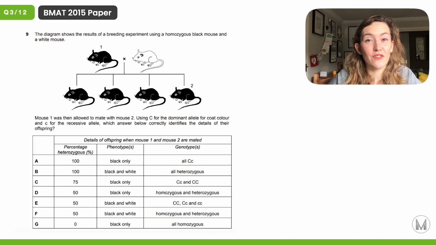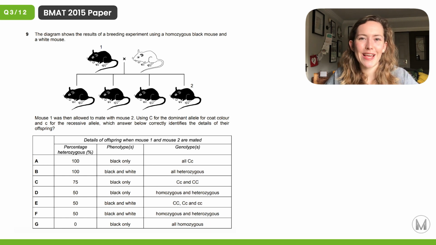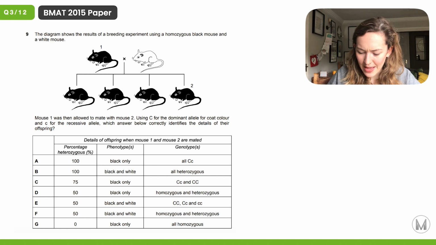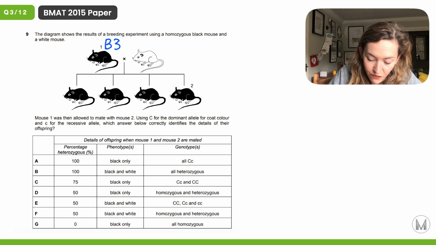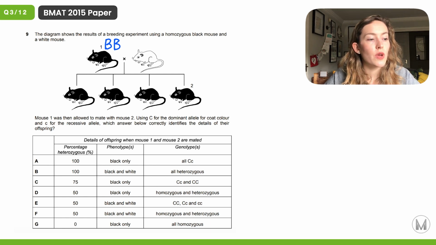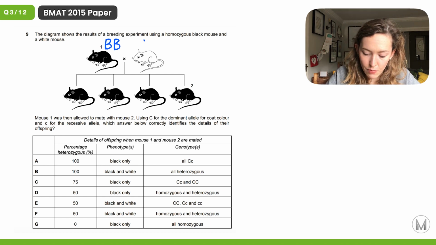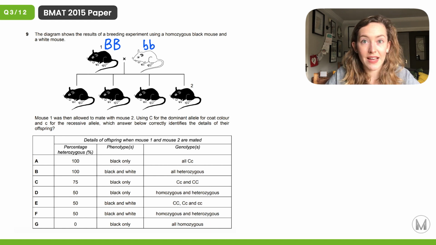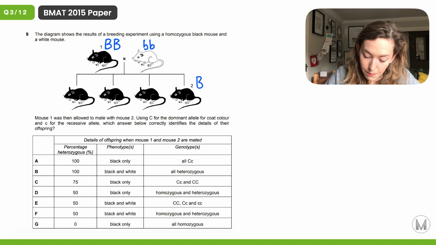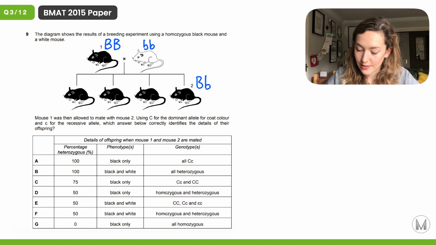In this 2015 question, I'm going to label some alleles very, very clearly on my diagram. So the diagram shows results of a breeding experiment. We've got a homozygous black mouse, and I can see that that must be dominant because I've ended up with 4 black mice coming out of that experiment. So if we're going to then presume that my white mouse is going to be recessive in that particular case, and so my black mouse 2 here is going to therefore be heterozygous.